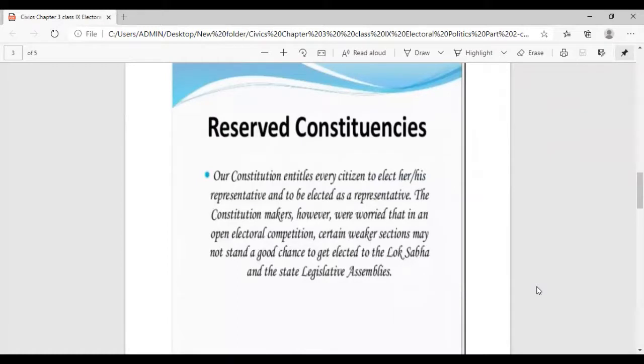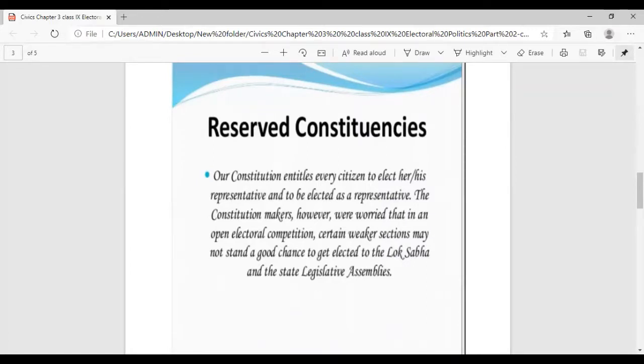In order to ensure that the weaker sections of the society are not deprived of participation in elections, there are reservations for the weaker sections. In a scheduled caste reserved constituency, only someone who belongs to the scheduled caste can stand for election. Similarly, for a constituency reserved for the scheduled tribe, someone who belongs to the scheduled tribe can contest in the election.